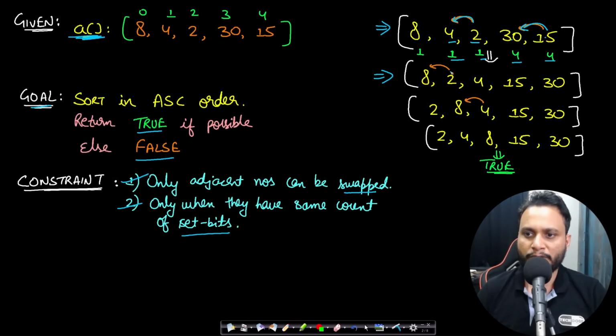In this case, you can swap this 2 with 8 because they both have 1 set bit, and then you get to the third state where you can actually swap 4 with 8 because they are adjacent and they have just 1 set bit. After this, we go to a state where everything is sorted in ascending order. So it means that the given array is sortable under the given two constraints, that only adjacent items with the exact same number of set bits are swappable.